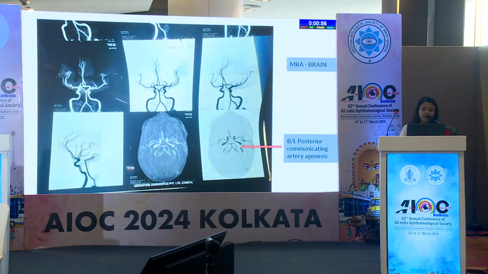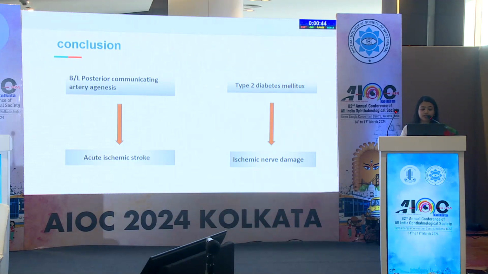Then, with the MRI brain, we found a very interesting finding. It was a case of missing arteries in both cerebral hemispheres, bilateral posterior communicating artery agenesis. Concluding this, there is bilateral posterior communicating artery agenesis, which is compromising the posterior circulation. That in turn is predisposing this female to recurrent episodes of acute ischemic strokes. Also, this female is suffering from type 2 diabetes mellitus, which itself is a contributing factor for ischemic nerve damage.